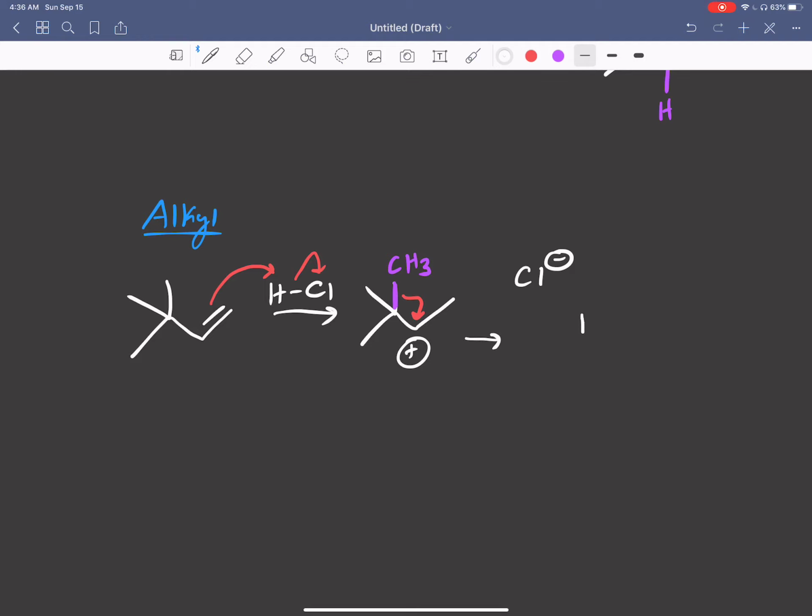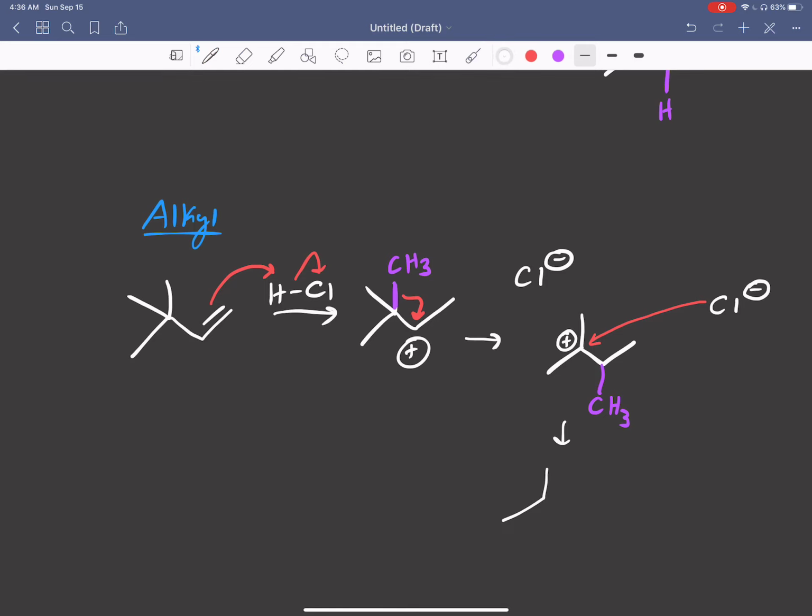And so we're going to still be left, remember, keep everything that you know is the same. And we're going to have our chlorine over here. And so what happened is we moved that CH3 onto here. And now we're going to have a positive charge over here. And the chlorine can now come in and attack.